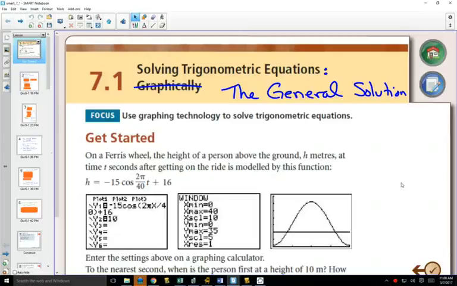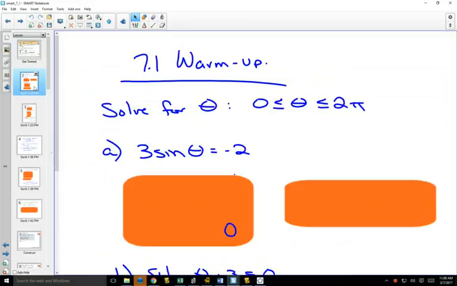First of all, I'd like you to change the title of this section from solving trig equations graphically to solving trig equations, the general solution. And we are going to just start with some warm-up questions for solving for theta. So this is really getting you to go through the process of how do I solve for an angle, how do I find my reference angle, how do I then find out my answer, and here the domain is given from 0 to 2 pi.